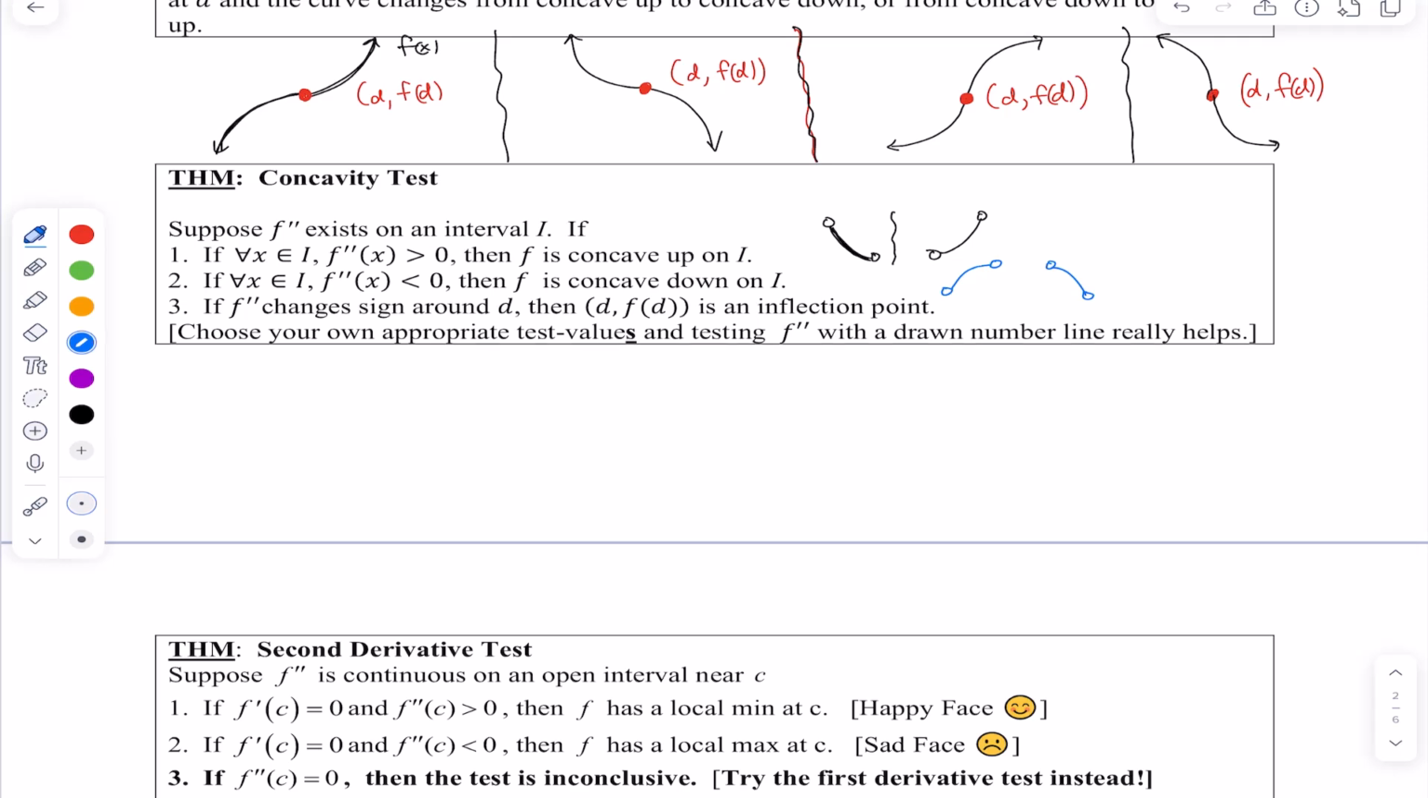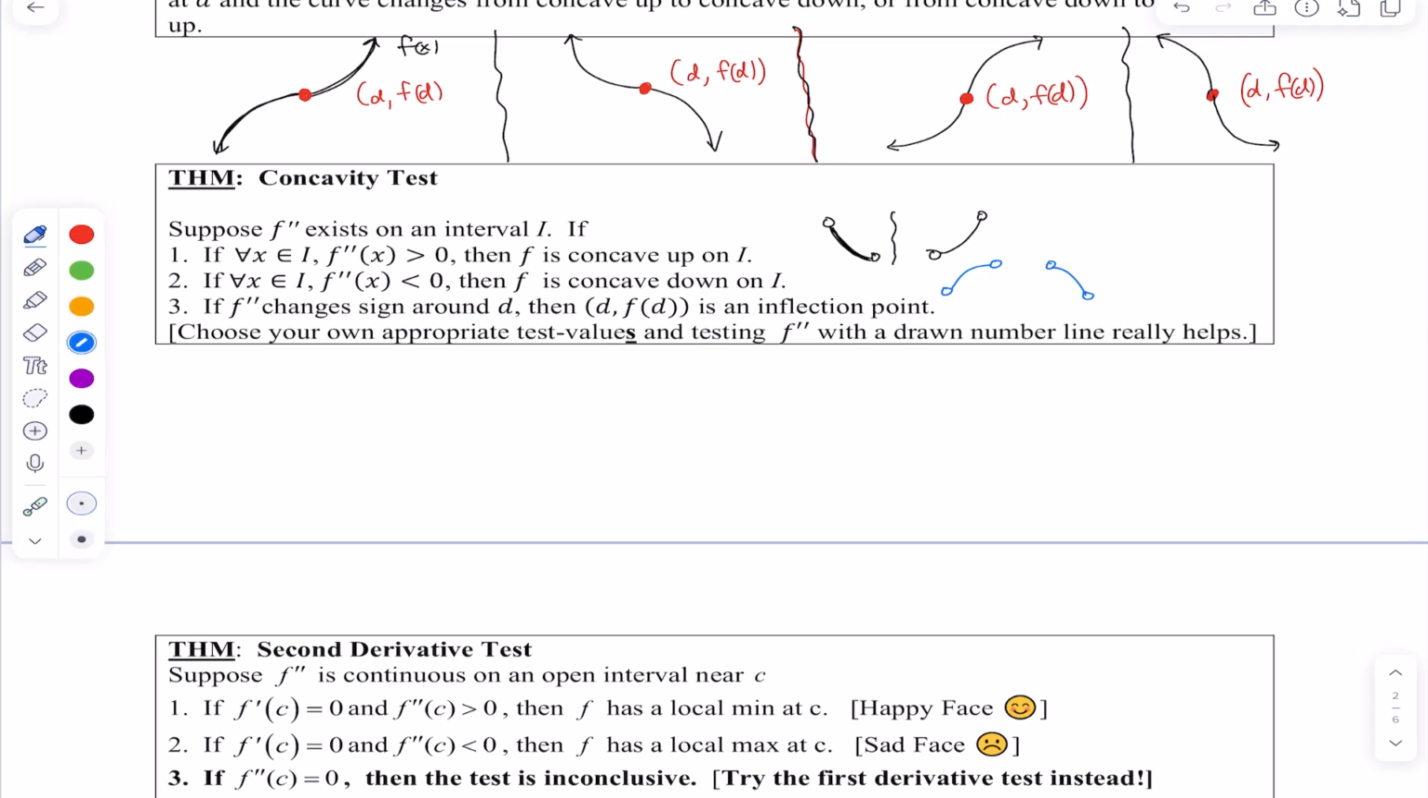Now, what if the second derivative changes sign around d? If the second derivative changes sign around d, that means before the crucial number d in an open interval, and the second derivative changes sign in an open interval after d, then d comma f of d is an inflection point. All right. You're probably wondering, how do we get this d?